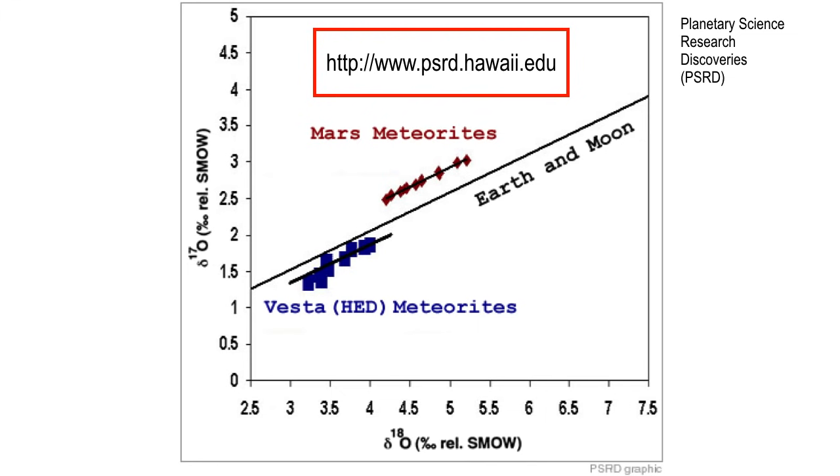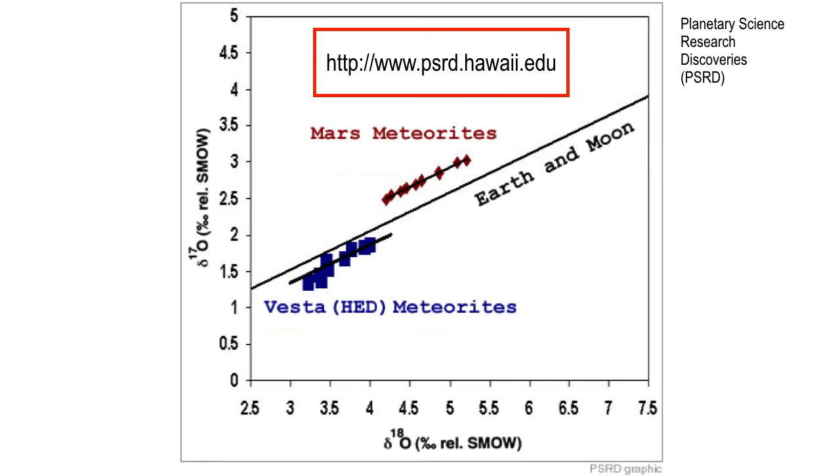By the way, go ahead and jot down, if you feel like dipping into and learning more about this, that out in Hawaii they do a lot of this analysis. psrd.hawaii.edu, Planetary Science Research Discoveries, is a really nice website. I actually use it a lot.